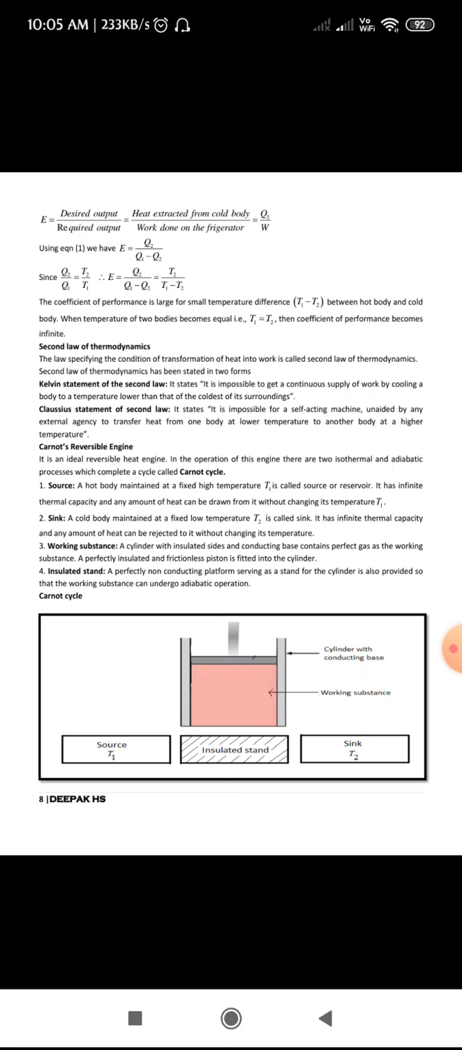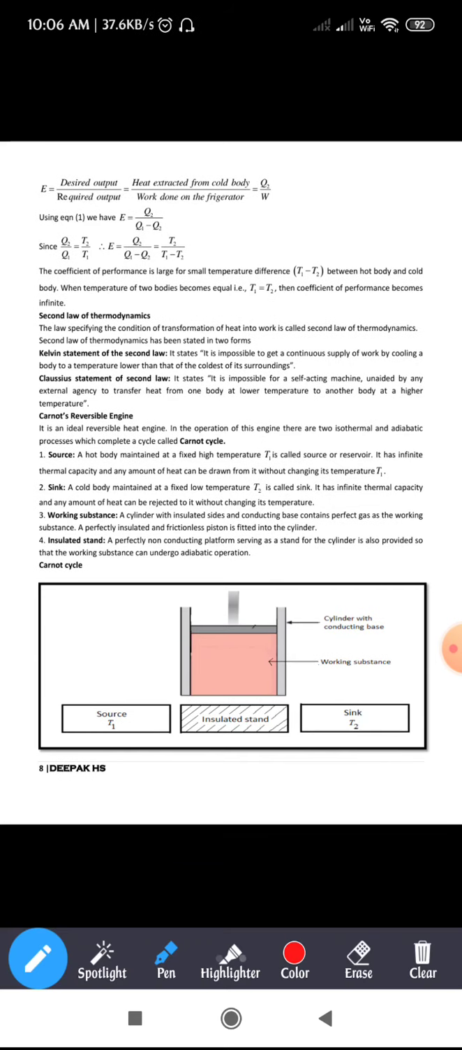Since this engine undergoes several processes and comes back to its initial state, we call this a reversible heat engine. So Carnot's engine is called Carnot's reversible heat engine. Since it was devised by Carnot, we also call this the Carnot cycle. Let us see what the components of this reversible engine are.